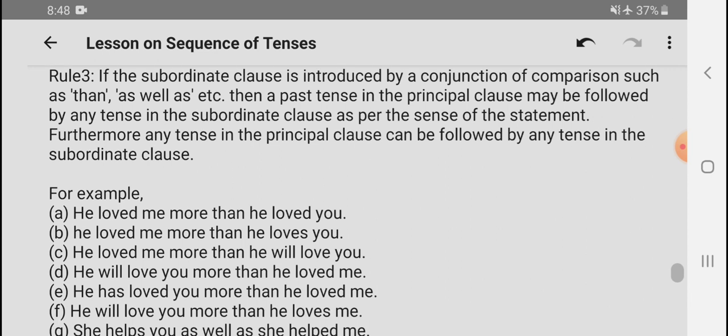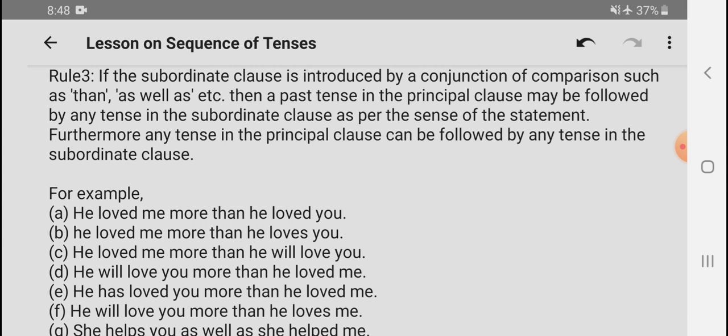It means if your subordinate clause, if your dependent clause is introduced with conjunctions such as than or as well as, then the subordinate clause can take any tense out of the 12 tenses, and it depends entirely on the speaker how he should use it.